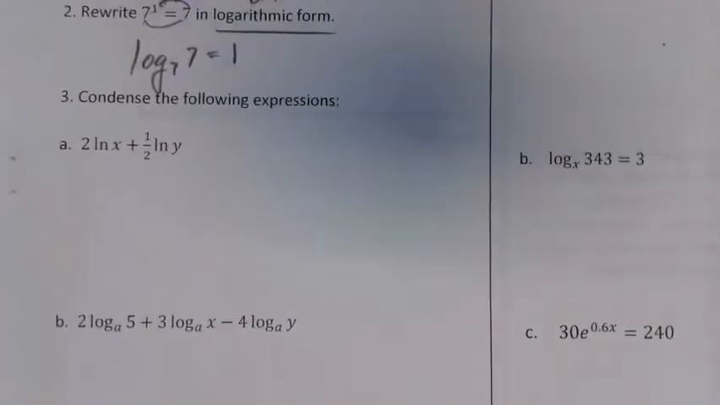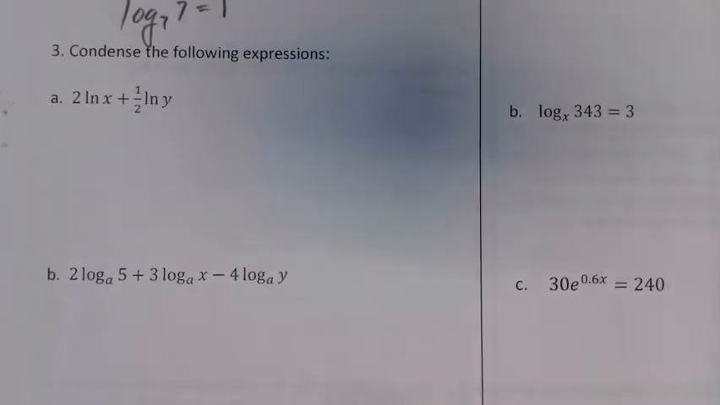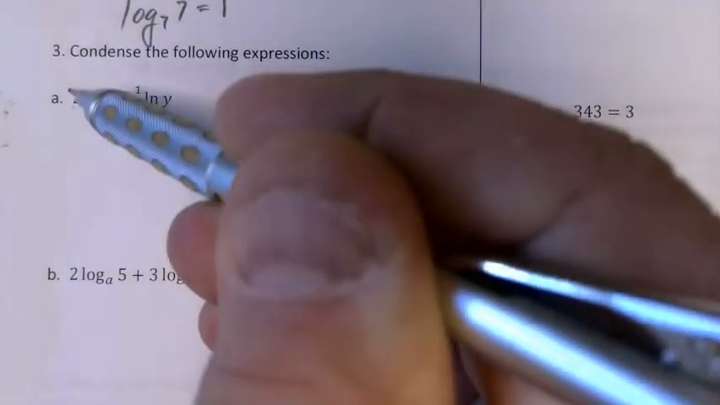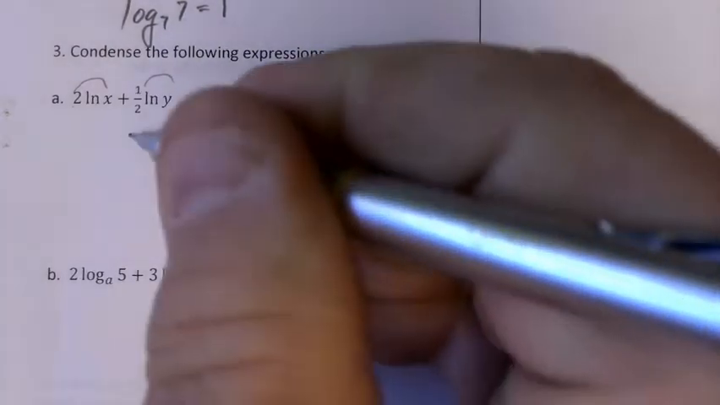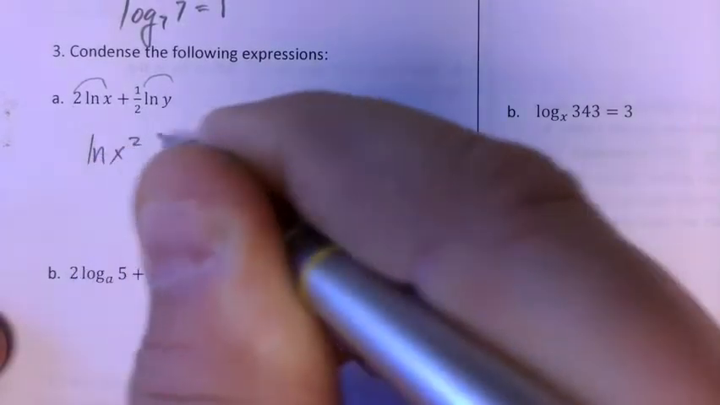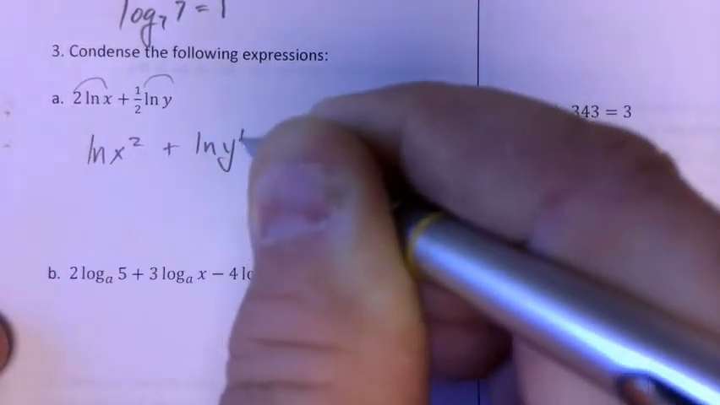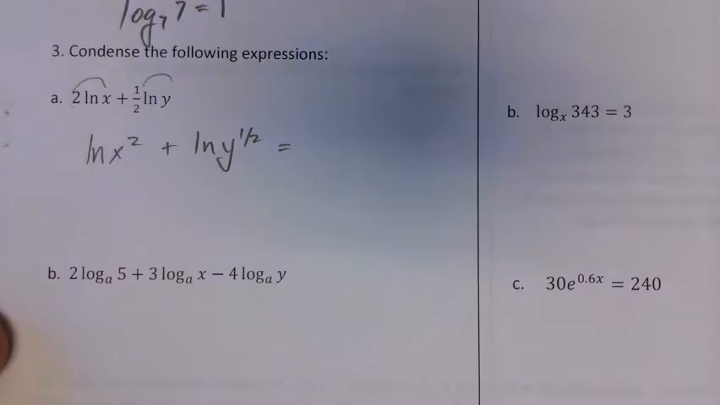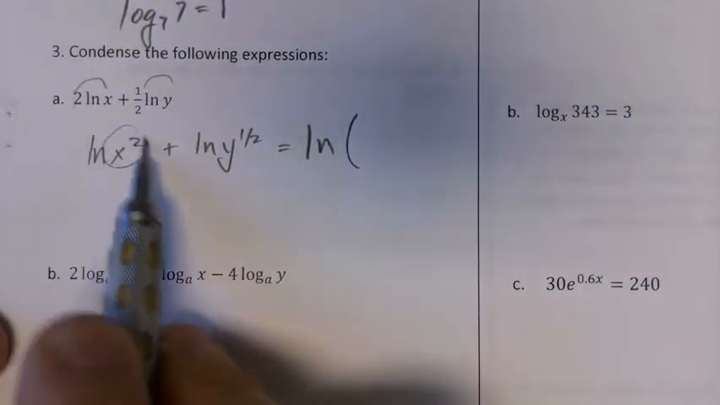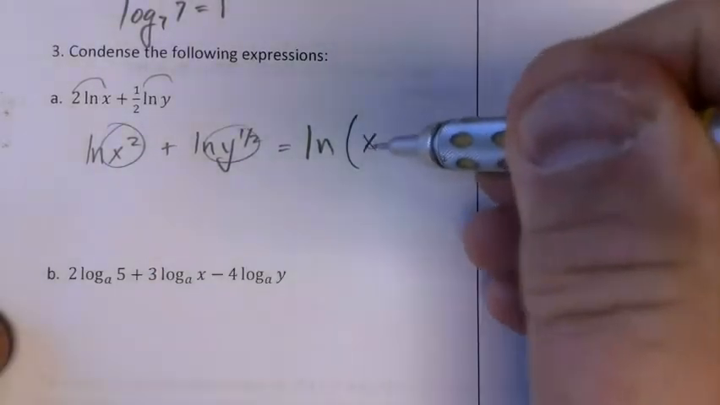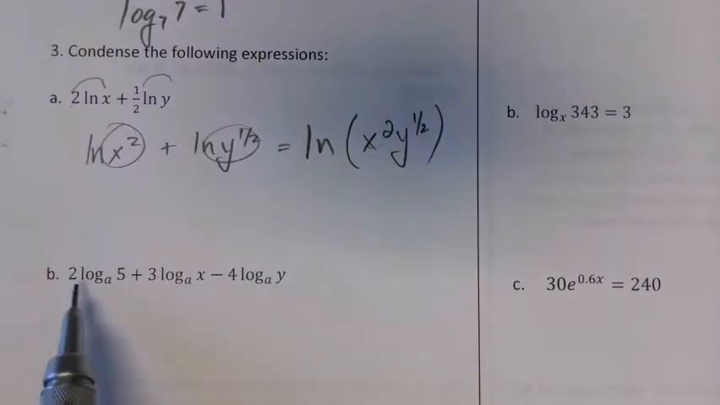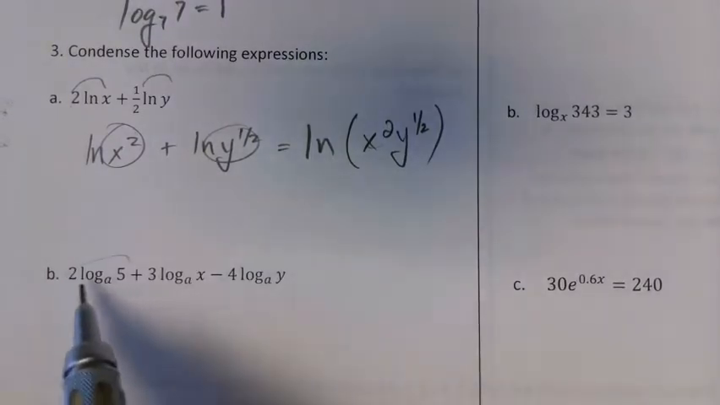Okay. Now condense these things. Remember, condensing. First thing I want to do is any things here in front, like these coefficients, I'm going to bring this up in. So this is going to become the natural log of x squared plus the natural log of y to the 1/2. And then remember, I have this property which says if I have a log plus a log, I can combine the insides by multiplying. So this goes x squared y to the 1/2. Perfect.